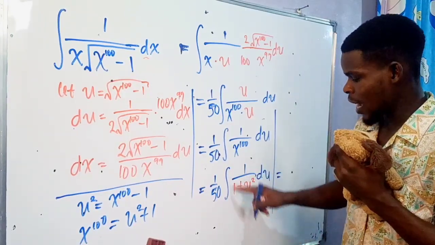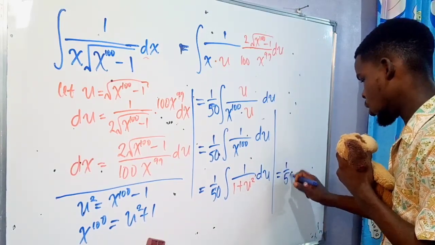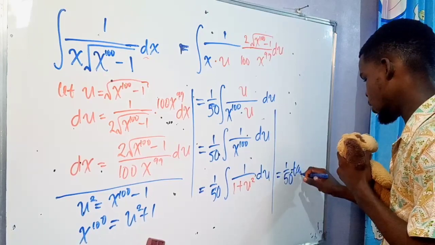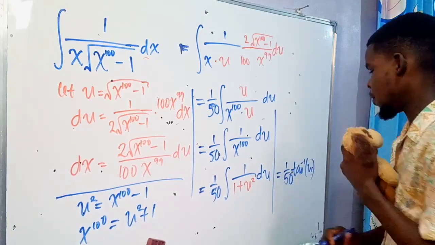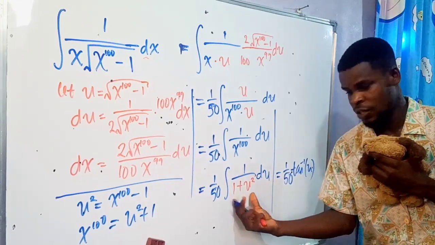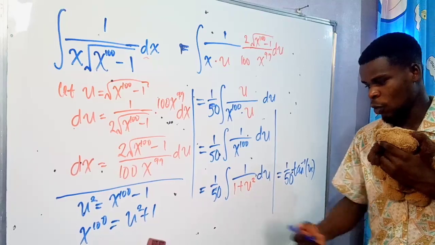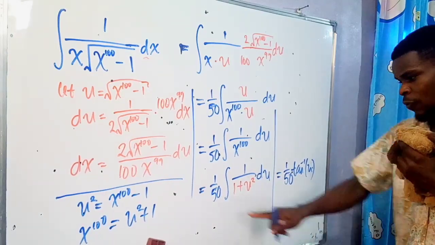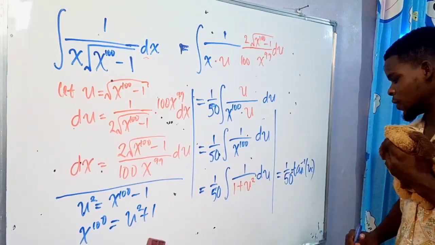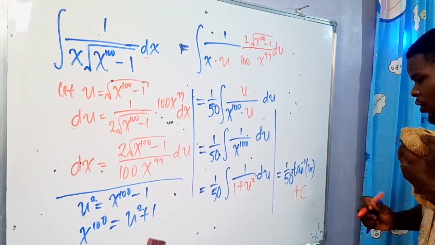the inverse tangent of u. The reason is that when we differentiate the inverse tangent of u, we get this integrand, that is 1 over 1 plus u squared. So that means the antiderivative of 1 over 1 plus u squared will be the inverse tangent of u, together with the 1 over 50 out front. Since we are done with the integration, we just add an arbitrary constant.